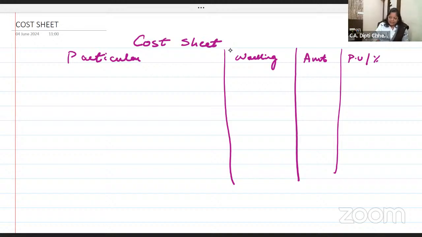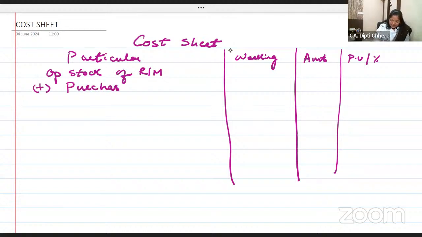Until now everything clear? Everyone has drawn the cost sheet, right? There are simple cost sheets in the BCom exam also asked without stock. I'm giving you a cost sheet with stock, so make sure you learn it with me. First, we will write, if it is a manufacturing industry, they will have opening stock of raw materials. Say, let us take the example of peanuts.